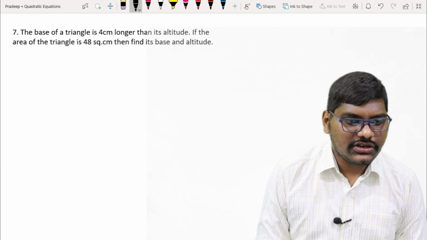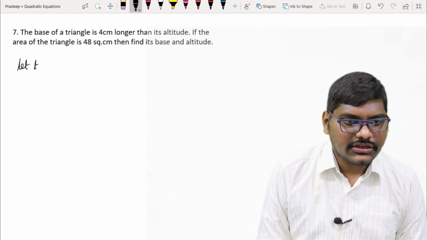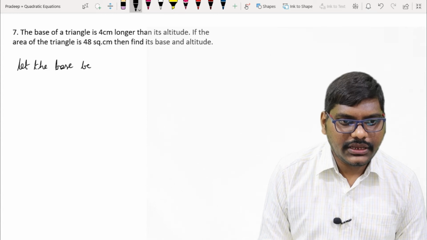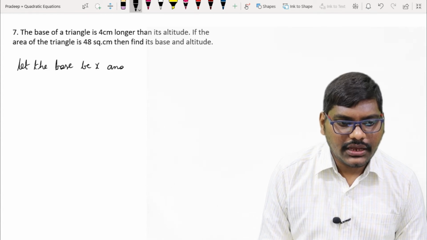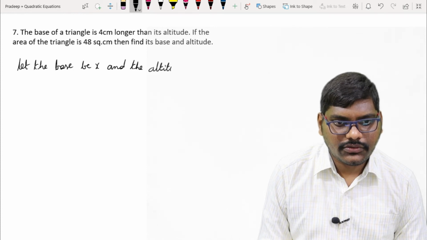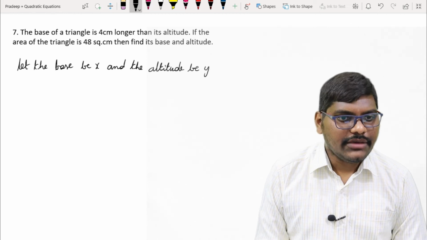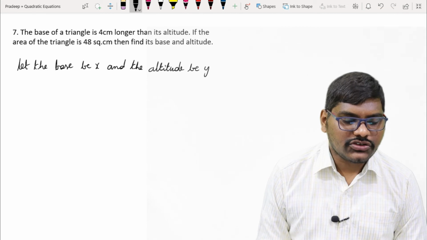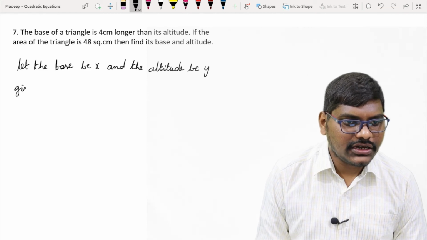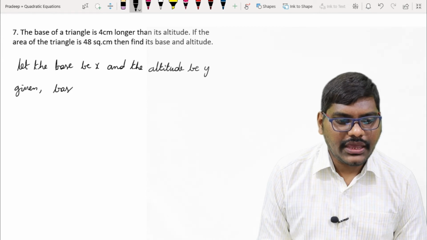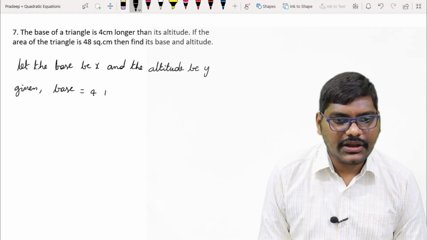Okay, so let's write this. Let the base be x and the altitude be y. Okay, base we are taking as x and the altitude we are taking as y. So now the given things we will write over here. So I can write the given, that is what they gave. Base they have given that 4 plus altitude, right?